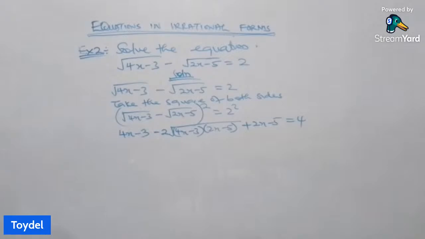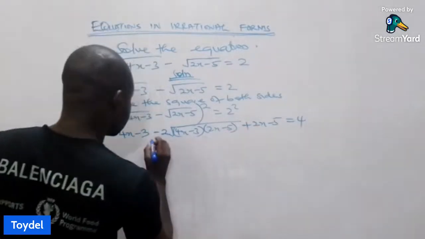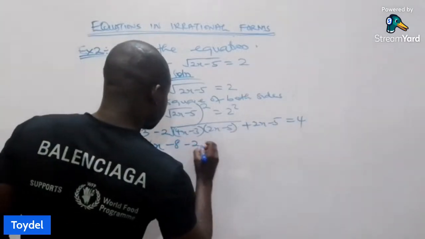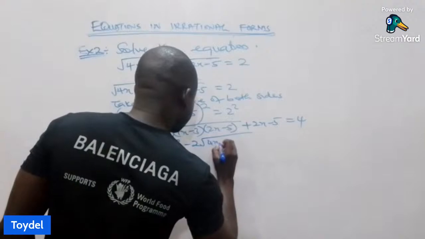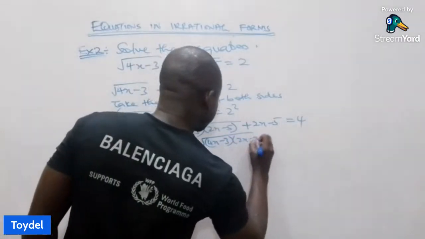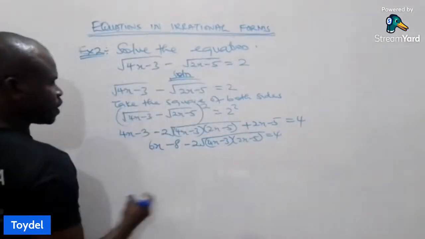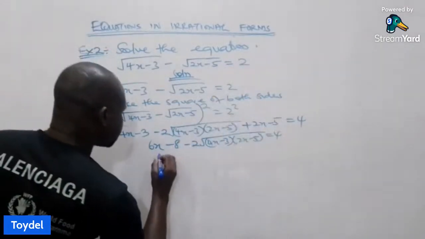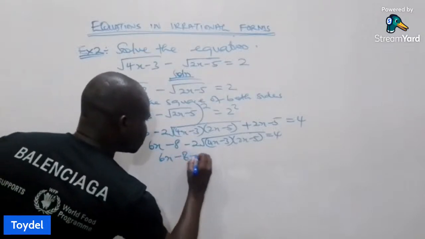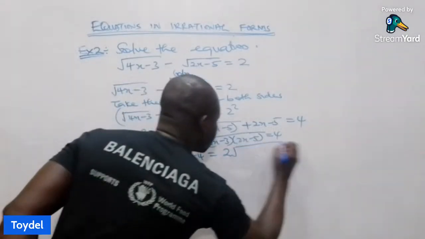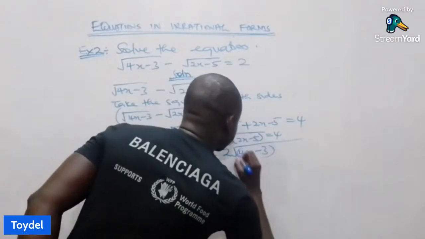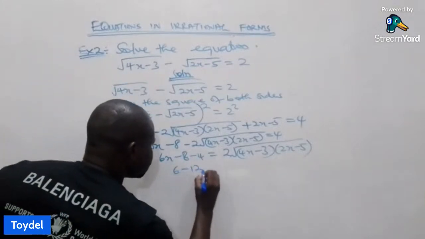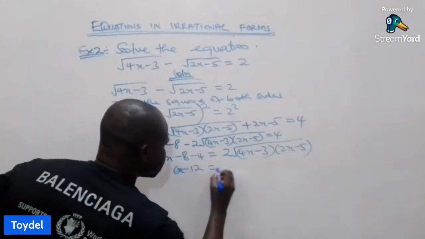You can actually check it out. Then if I add, 4x plus 2x will be 6x, minus 3 minus 5, that's minus 8, minus 2 into bracket 4x minus 3, 2x minus 5 is equal to 4. I bring in 4 from the right hand side, then I will take this to the other side. So I'm going to have 6x minus 8 minus 4 to be equal to 2 square root of 4x minus 3, then 2x minus 5. So from here, I'm going to have 6x minus 12.